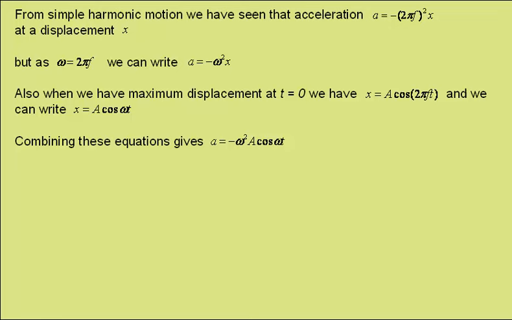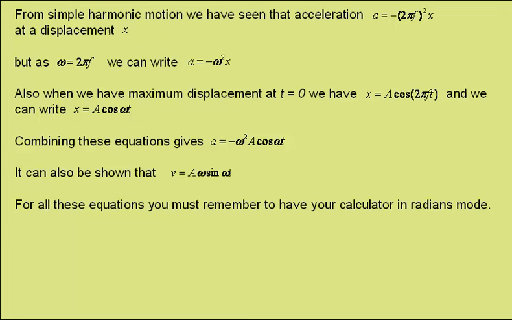Combining these equations gives the acceleration a being equal to minus omega squared amplitude A cos omega t. It can also be shown that the speed v is equal to amplitude A times angular velocity omega sine omega t. For all these equations you must remember to have your calculator set in the radians mode.